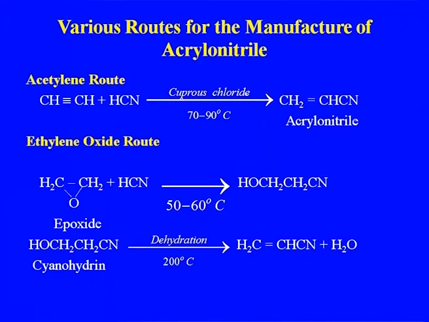If you see how we get it from the acetylene route, hydrogen cyanide reacts with acetylene, and we get acrylonitrile. Earlier there was the ethylene oxide route, where ethylene oxide goes to cyanohydrin and then to acrylonitrile by dehydration. These were the other technologies used earlier, before the coming of the ammoxidation of propylene.